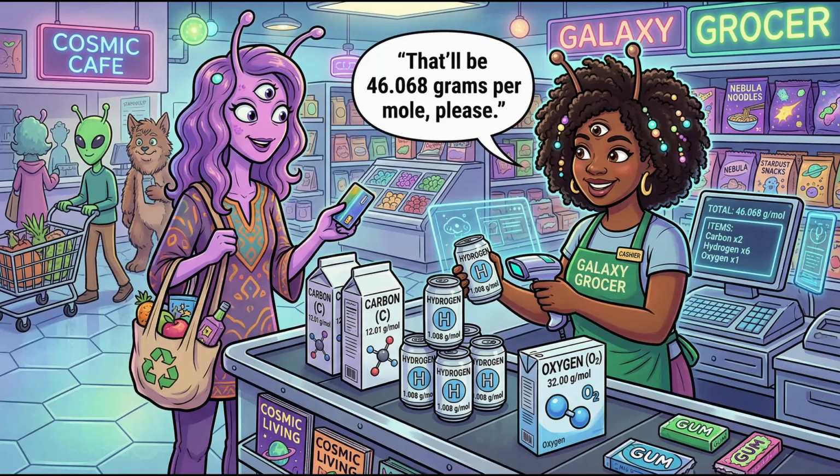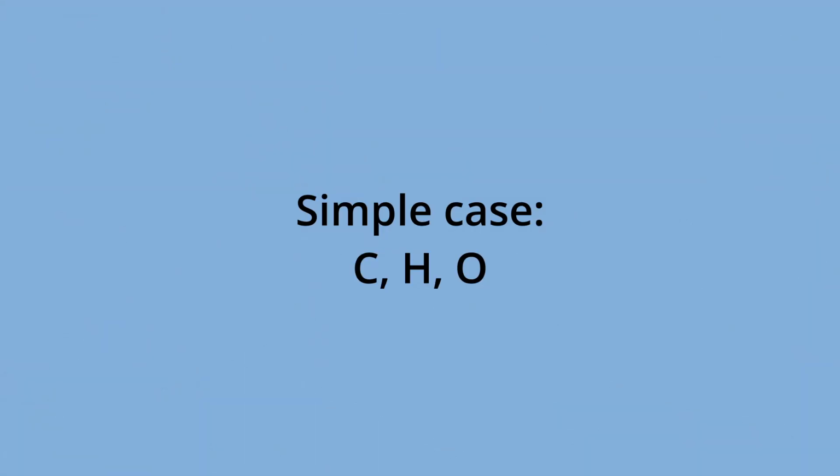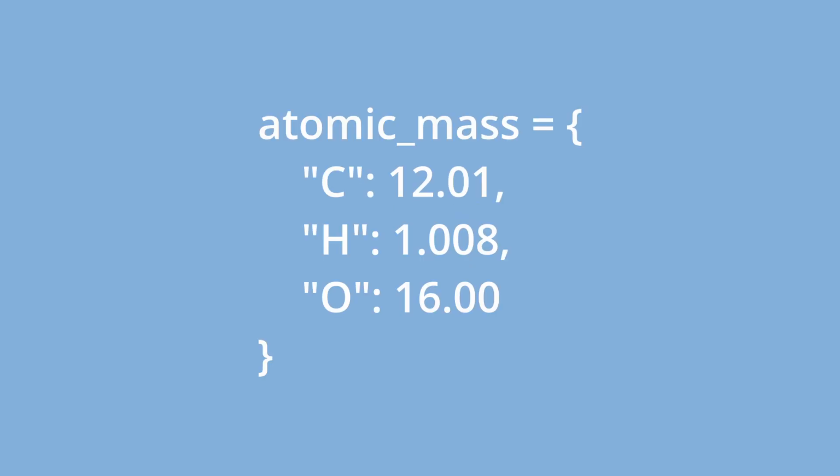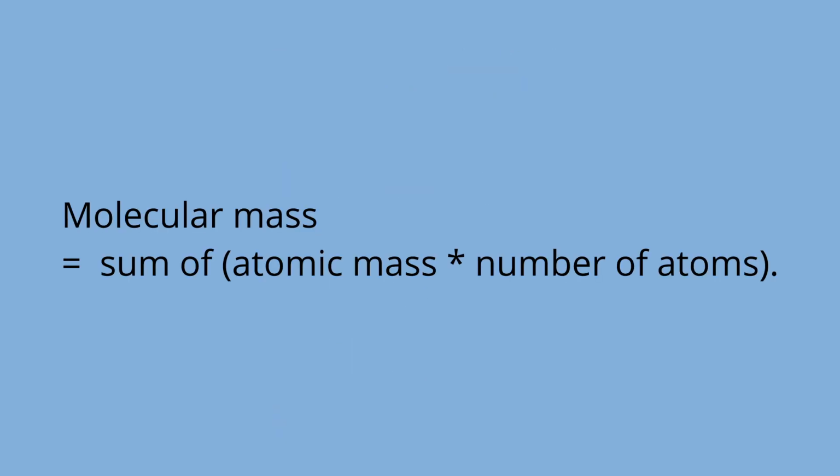Next, let's compute the molar mass of a compound from its formula. This has been done in previous videos with other ways, but dictionary makes the approach much more systematic and polished. Let's keep it simple with molecules made of carbon, hydrogen, and oxygen. First, our database dictionary of atomic masses. And our formula dictionary, say ethanol, C2H6O.